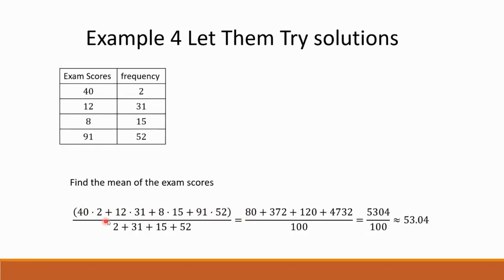And then we divide by the number of data values, and that is the sum of the frequencies. Again, this whole thing is the mean. This is the top when you do these products. The bottom turns out to be 100, and you get 55,304 over 100. That's 53.04. So that is the mean for this data set.